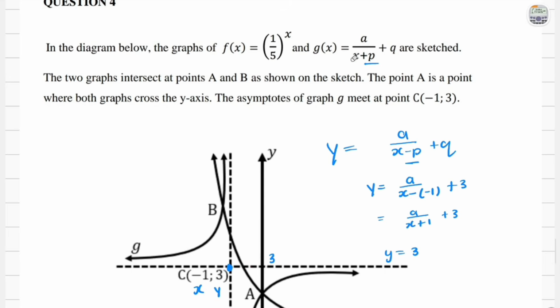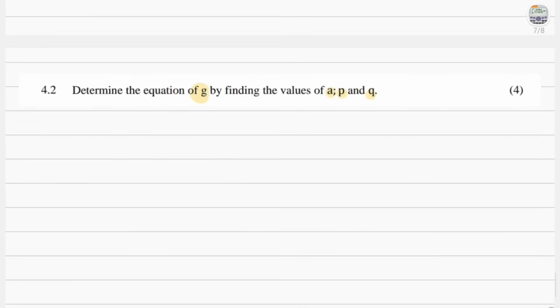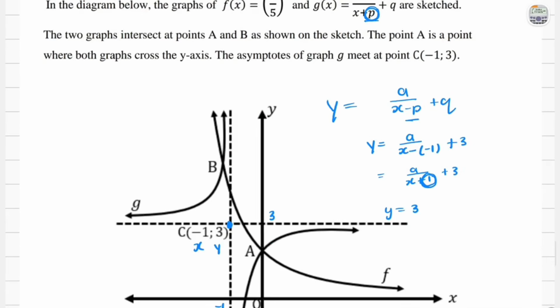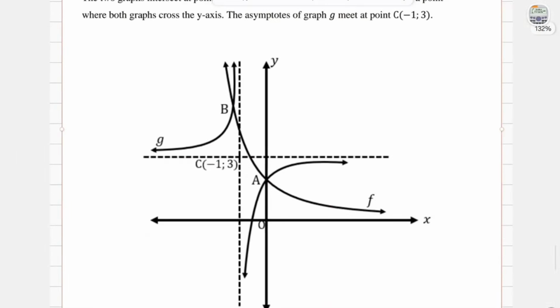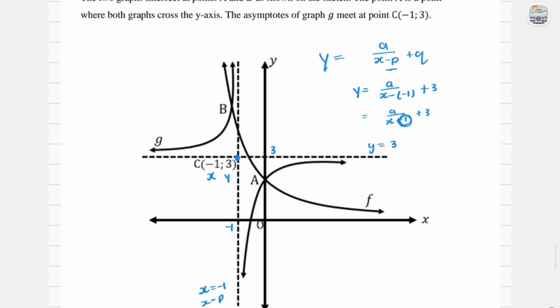Theirs is in the form of a over x plus p, because the p that they're referring to is this, which is a positive 1. So we'll tell them that p is equal to +1. So p equals +1. And we can also see that q is equal to, as we can see there, 3. That doesn't change. That just stays the same. So you'll notice that they will always put that little bit of a twist there. Okay, so just watch out for that.